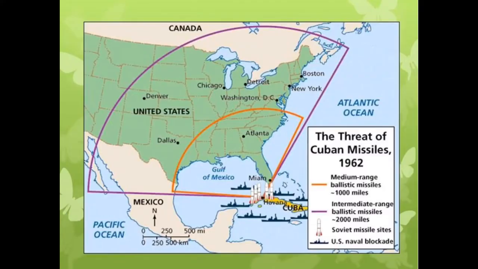You can see here the range of the SS-4 and the SS-5. The SS-4 is the shorter orange range, and the SS-5 is the longer range, and the number of people on the east coast of North America who would come under the effects of a possible nuclear attack.